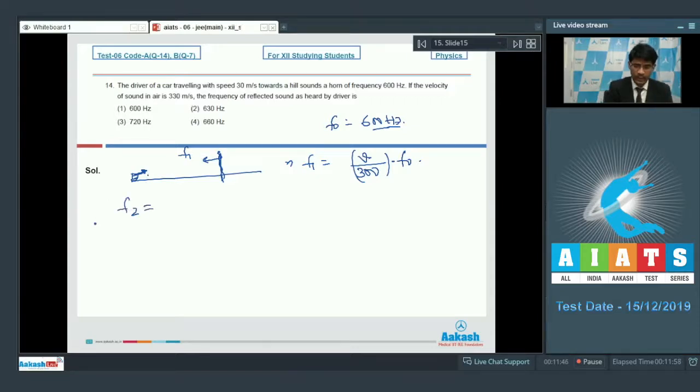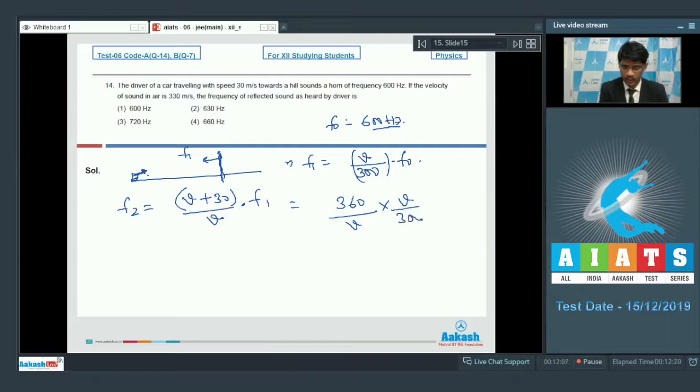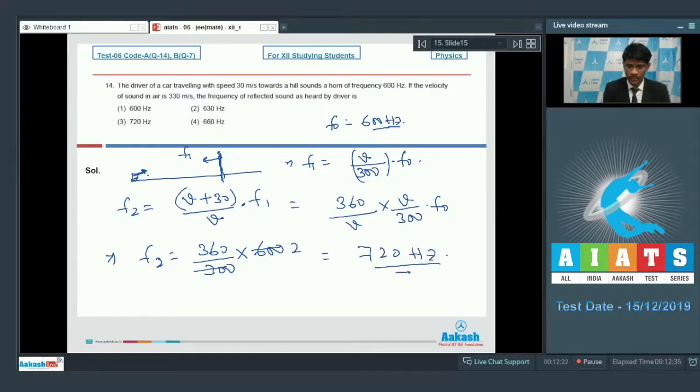Now yet again, after reflection, once this driver hears the sound once again, it will have the frequency F2, and this time it is V plus 30 divided by V into F1, or I would say this is 360 divided by V, and the value of F1 was V divided by 300 into F0. So the value of F2 comes out to be 360 divided by 300, and F0 was 600. So this is 720 Hz. This is the frequency the driver will hear. So the answer is option number 3.